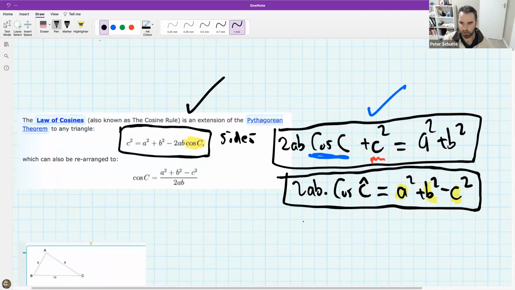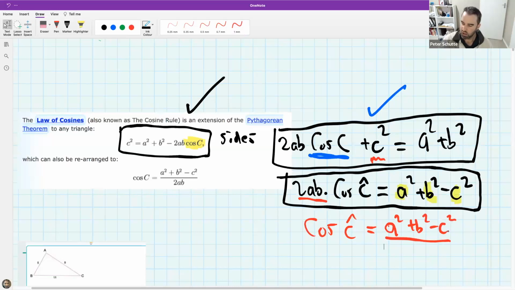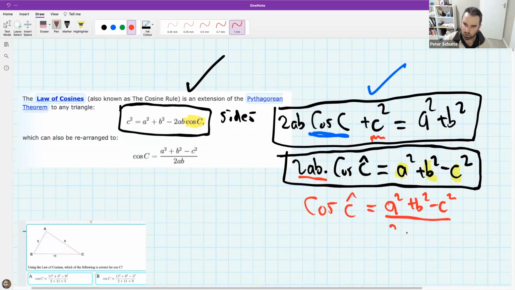The last step I need to deal with is the fact that the 2ab is getting in the way of cos C being the focus of attention. And so the cos of C is equal to a squared plus b squared minus c squared over 2ab, which is what we wrote here. Now, the best way to understand the cos rule in terms of angles is not to memorize this. It's to understand the relationship between the different sides and angles.